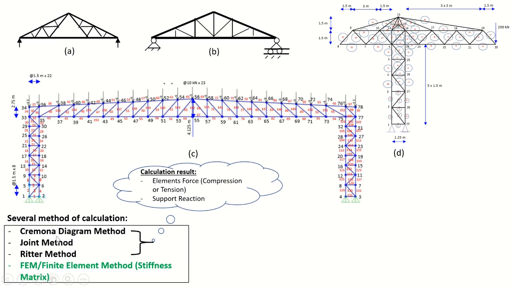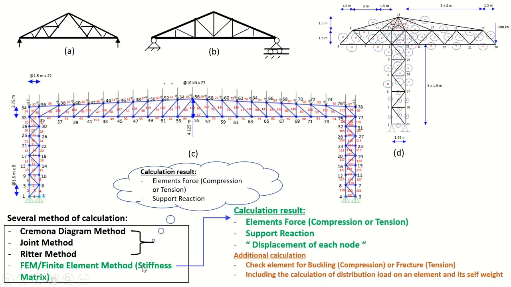The first three methods will have a calculation result of element force, compression or tension, and support reaction. What about the finite element method? What is the result of the calculation using this method? Let's see. When we use the finite element method, we will have calculation results like element force and support reaction, same as the three methods. But additionally, this method will give a calculation result of displacement of each node.